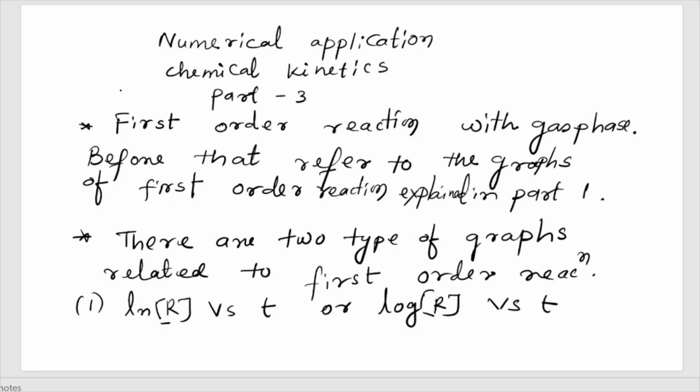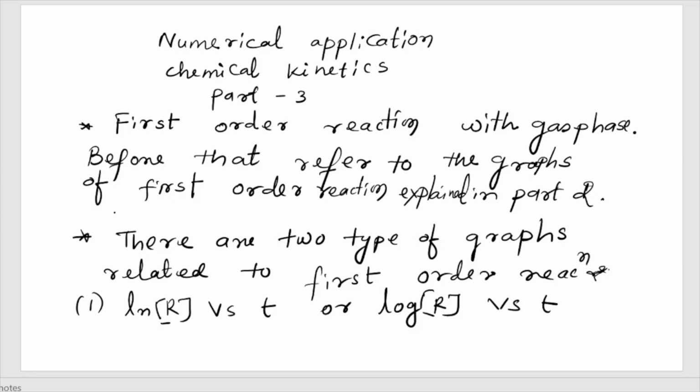There are two types of graphs you see, related to first order reaction, which were explained in part 1. Sorry, it is not part 1, it is part 2. So, there are two types of graphs related to first order reaction. One is ln R, molar concentration R versus time, and another is log R.